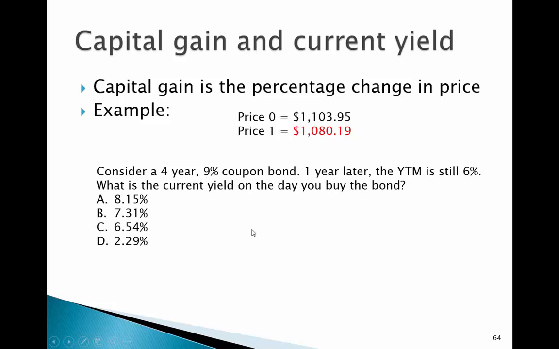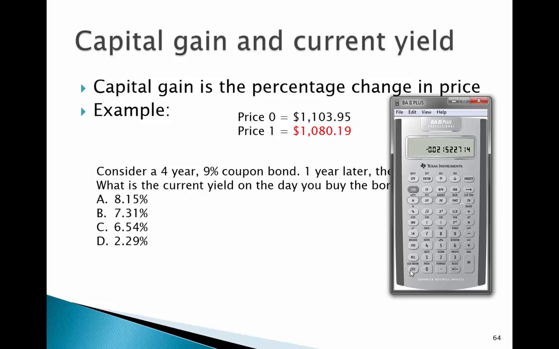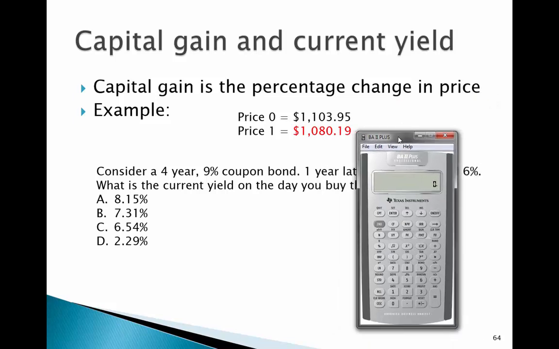The next question says, what's the current yield on the day you buy the bond? It's specified on the day you buy the bond because the current yield says you paid a certain amount for this bond and then a year later you received a coupon. What was your return on the investment just from the coupon? This pays a $90 coupon, so 90 divided by the price I paid for the bond, 1,103.95, and that is an 8.15% return.